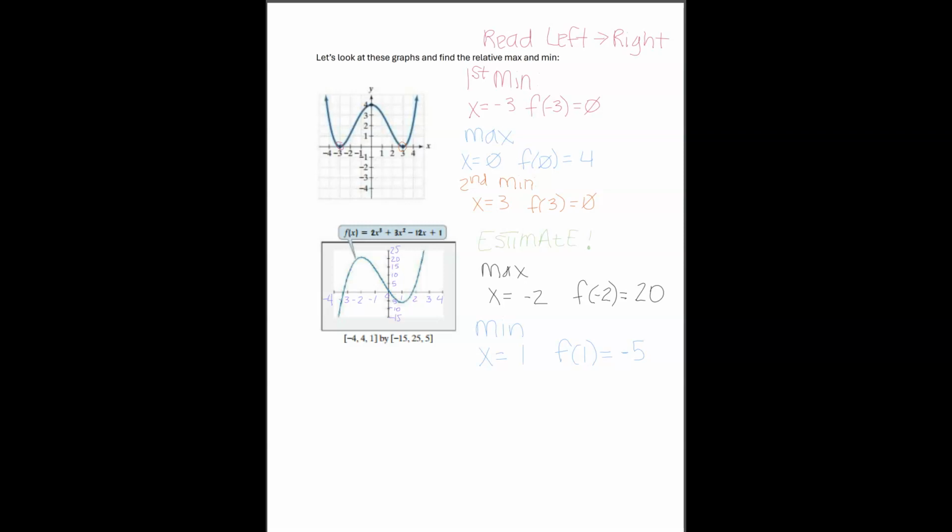I think that may be our last page, actually. Let's check and see. Oh, it is. Okay. Well, there you go. That is what we have on that one.